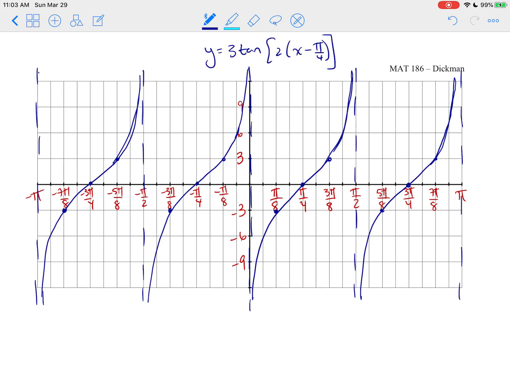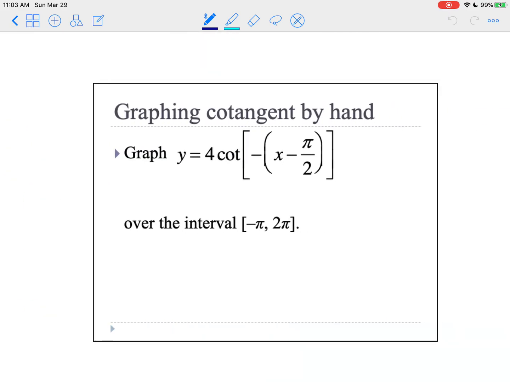So the last thing that we're going to do for today is a cotangent. So here's cotangent. Now it says over this interval, and you might see instructions like that in the book. Again, I'm just going to fill up my graph as much as I can. So here we have our vertical stretch factor is 4.